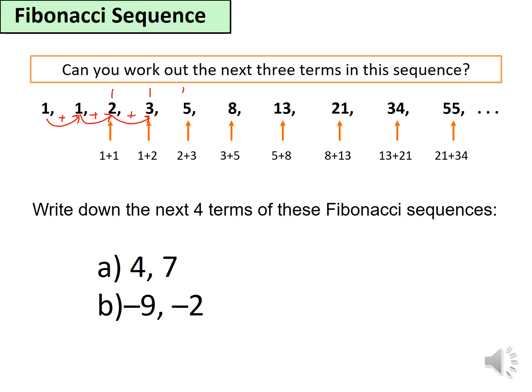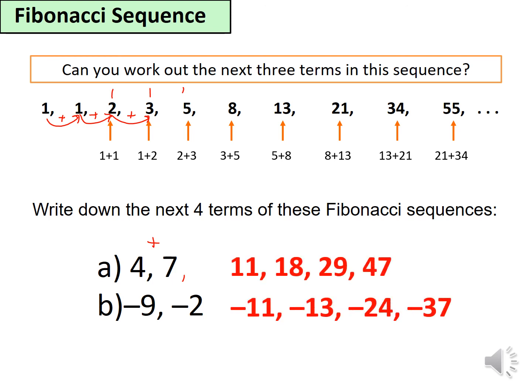Okay, so write down the next 4 terms of the Fibonacci sequence. I shall start you off. If you wanted to find the third term, what you would do is add the first 2 terms. It will give me the third term. So 4 plus 7 will give me the third term. So pause the video here and have a go. Okay, here are your answers for the first question. Here are your answers for the second question.